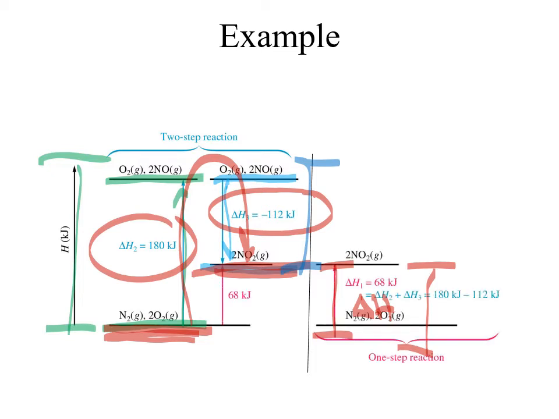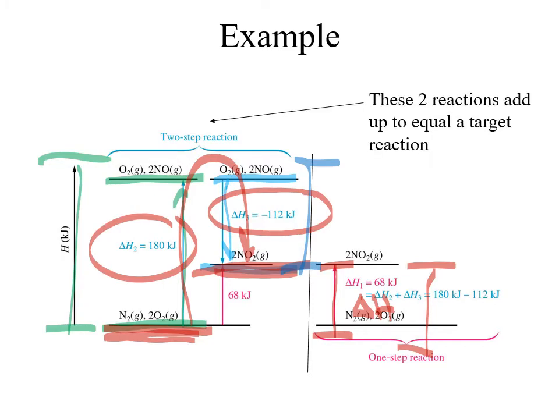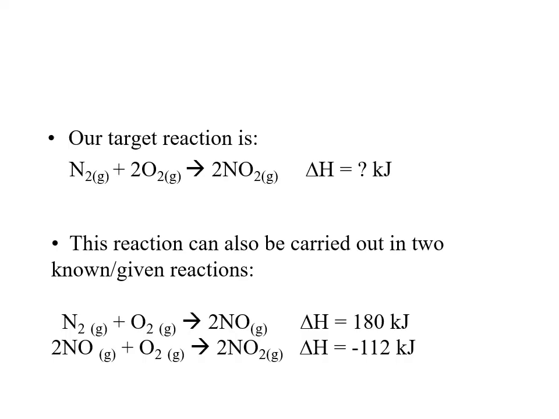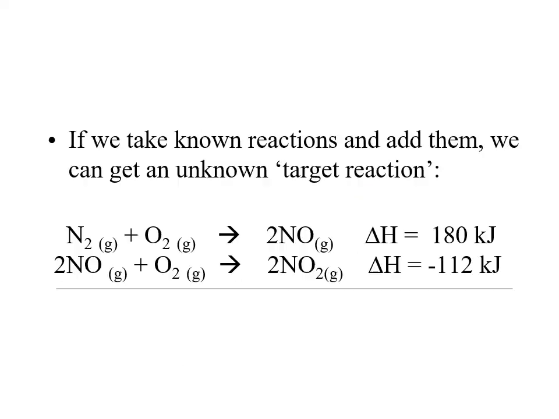So let's actually take a look at how that's going to look. Here's our target reaction: nitrogen gas plus oxygen gas forms nitrogen dioxide. So we want to go right to the nitrogen dioxide. The question is, what is the delta H of that reaction? If we look at these two reactions here, nitrogen gas plus oxygen gas forms nitrogen monoxide as our first reaction, and nitrogen monoxide plus oxygen gas forms nitrogen dioxide.